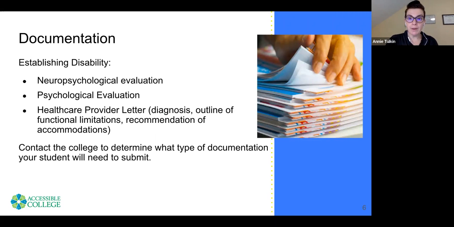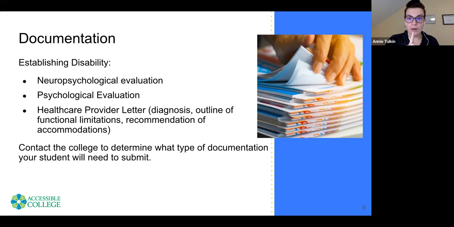We talked a little bit about the process for requesting accommodations, and now I'd like to share some information about the documentation that's needed. It's really important for students to start thinking about and gathering some of this information. A good practice for students is to put their documentation maybe on a flash drive or store it in Google Drive to start getting that information together.